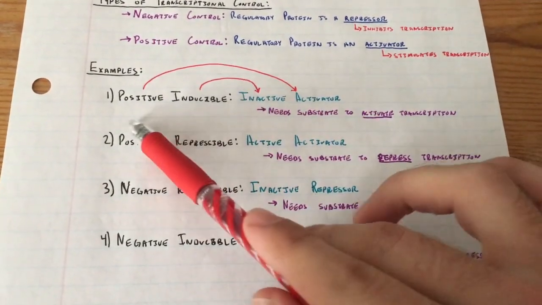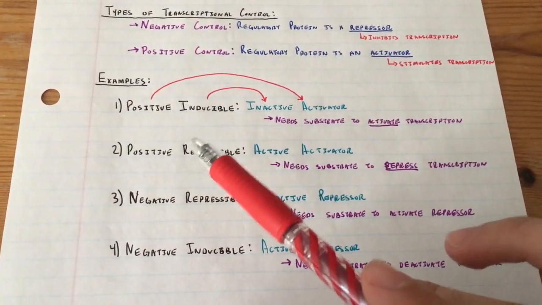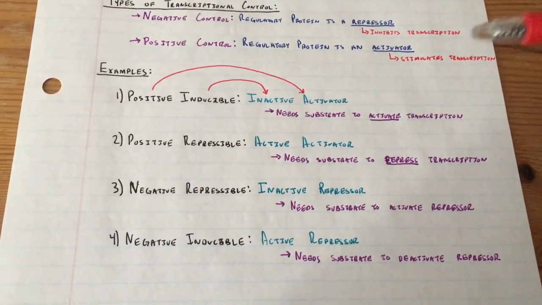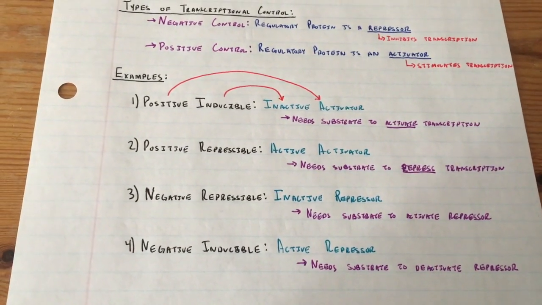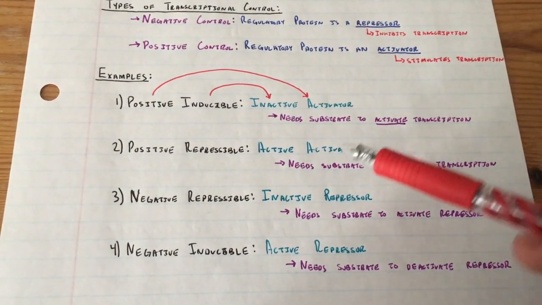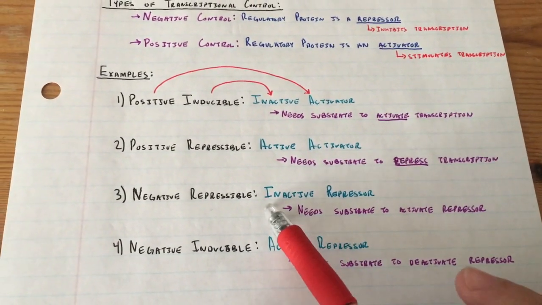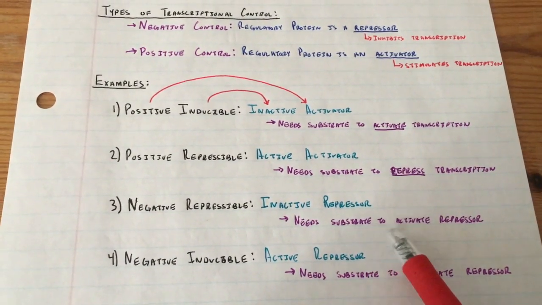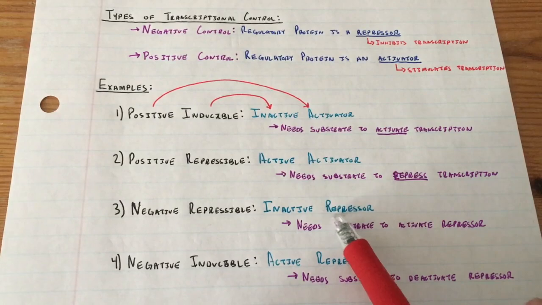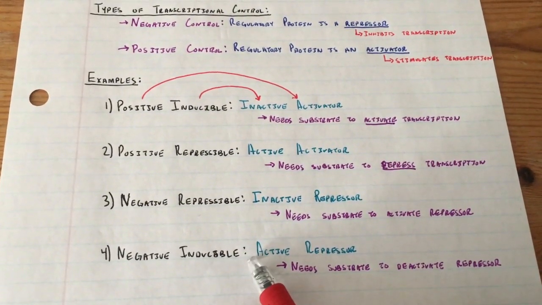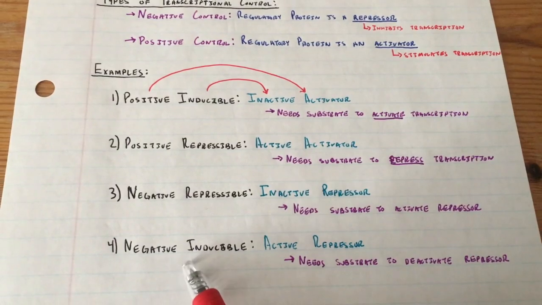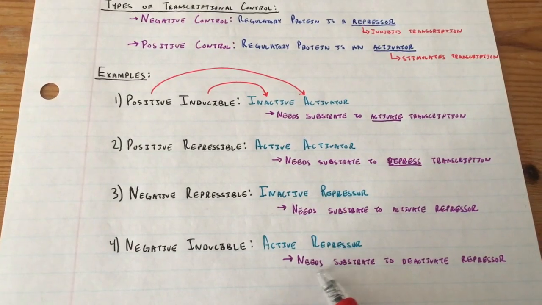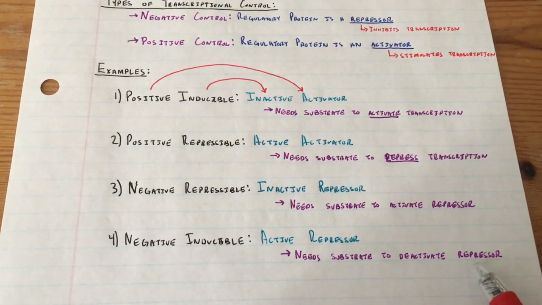Some people can get confused and turned around between positive and negative and inducible and repressible. But if you come back to the function of the operon you're focusing on, it's all pretty straightforward. You can normally figure it out. Now we have negative repressible, which means it's going to be an inactive repressor. It's going to need substrate to activate the repressor. Make sense? And then negative inducible, which should sound familiar because that is what our lac operon has: an active repressor as a regulatory protein. It's going to need substrate to deactivate the repressor.